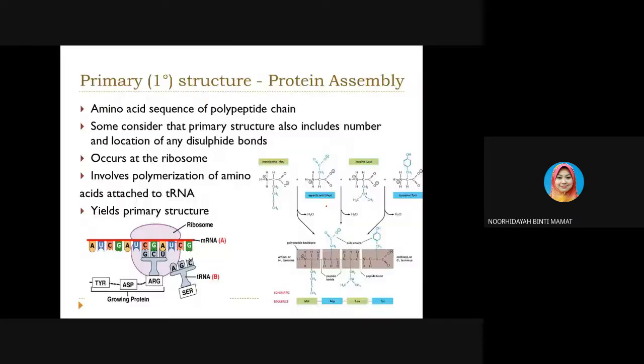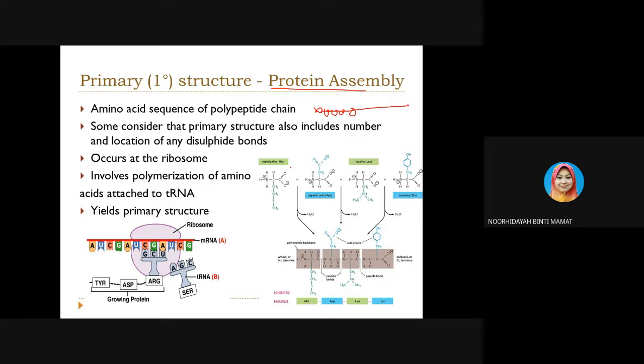Okay, so we move to the first one, which we call the primary structure. The process involved is protein assembly. The primary structure is the amino acid sequence of the polypeptide chain. Some consider that primary structure also includes the number and location of any disulfide bonds. It occurs at the ribosomes and involves polymerization of amino acids that attach to the tRNA. Then it yields the primary structure.